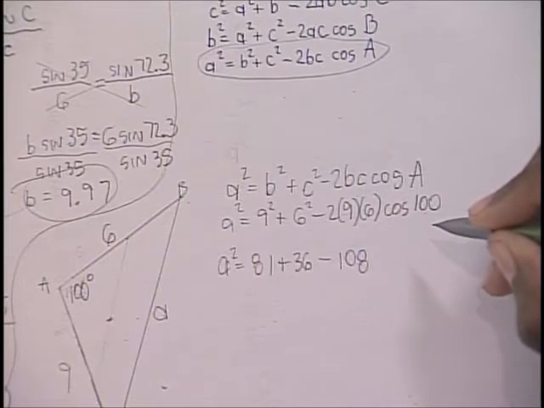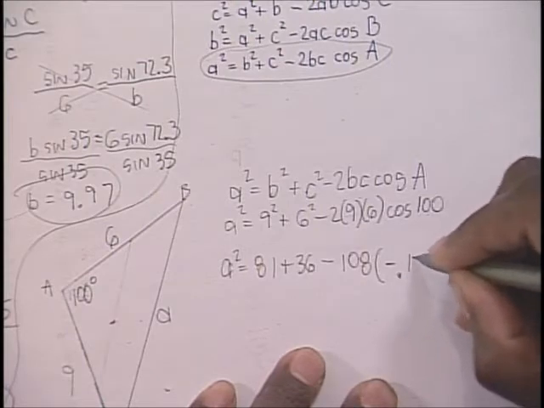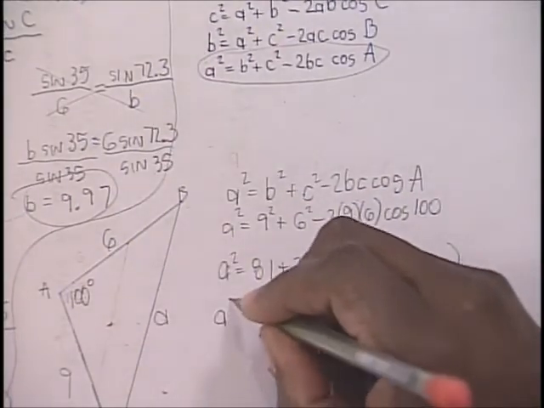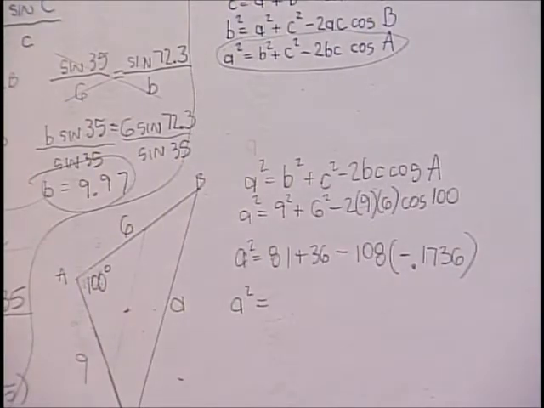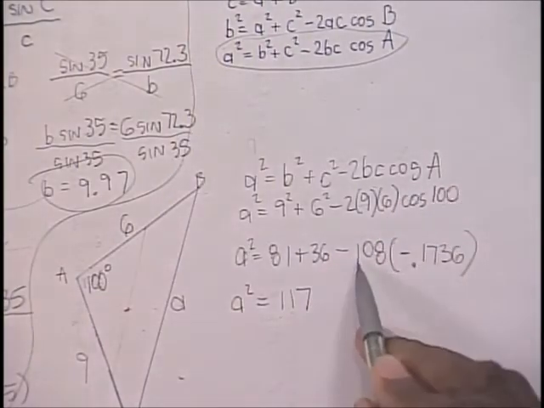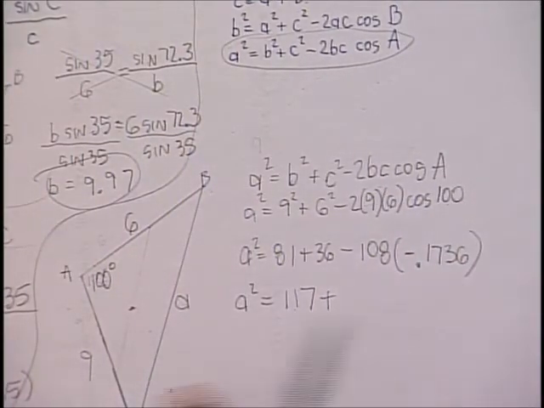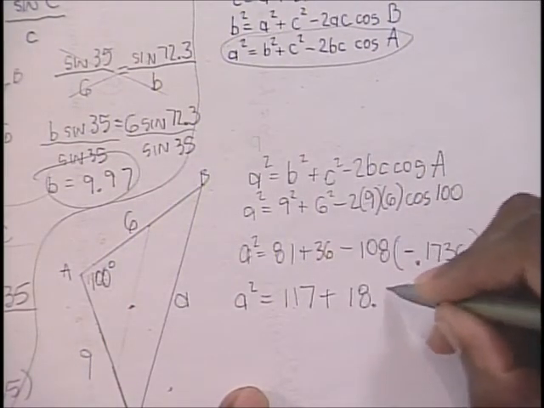Don't forget, we have to be in degree mode here. The cosine of 100 is negative 0.1736. So we end up with a squared equal to 81 plus 36, which is 117, and we have a negative times a negative, which is a positive. So now we have 108 times 0.1736, and you end up with plus 18.75.